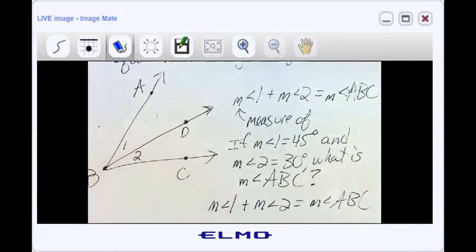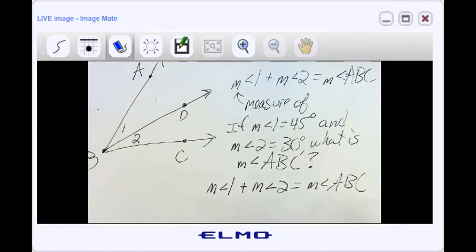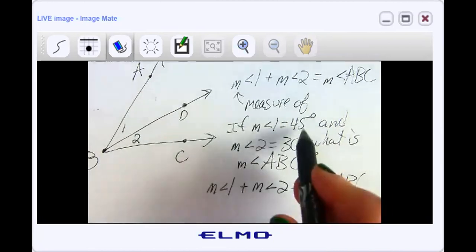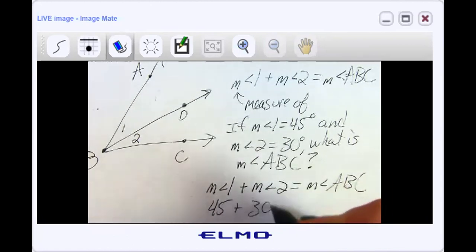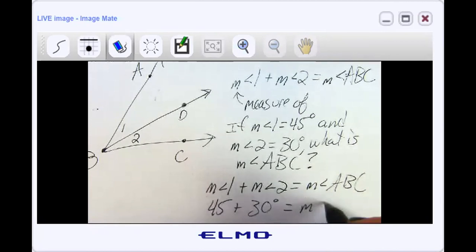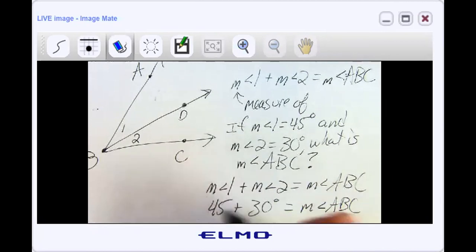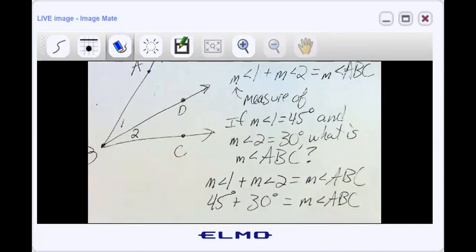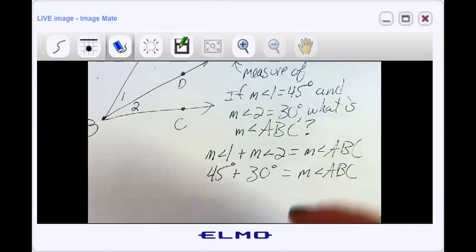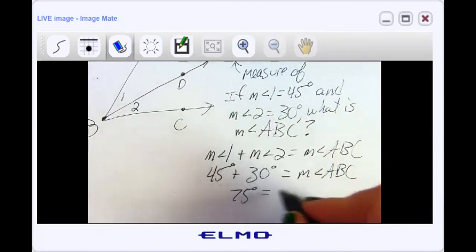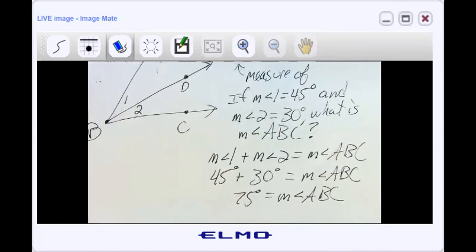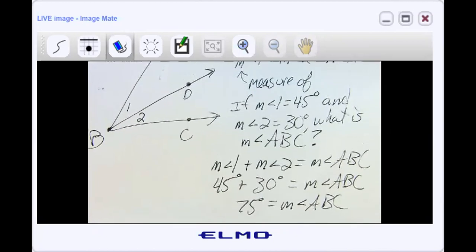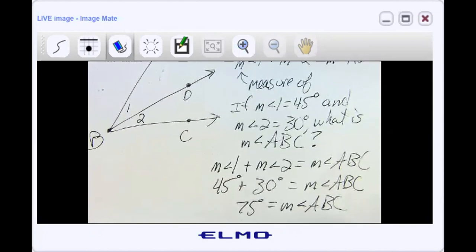So all I'm going to do is take that model equation and pop in the information that I know. Angle 1 is 45. Angle 2 we said was 30. I don't know what the measure of angle ABC is. That's what I'm trying to find. Well, that's pretty easy because 45 and 30 is just 75. And now I have my answer. So something like this, I would not need to see any work done out for. You can give it if you want to, but I don't necessarily need to see it.